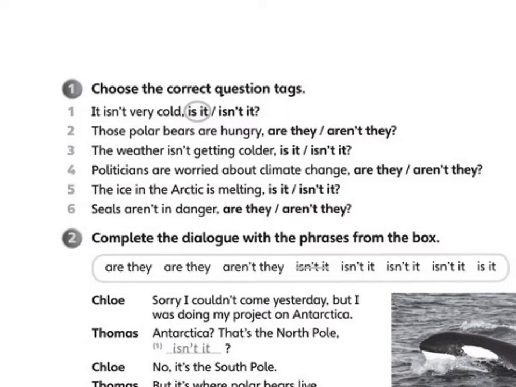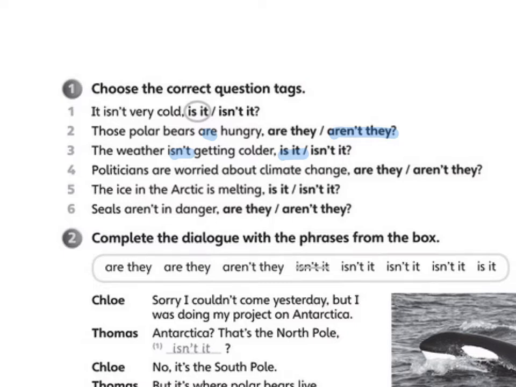So it says, those polar bears are hungry. What is the verb? The verb is are. So if that is in affirmative, our tag question should be in negative. So what is the correct answer? Aren't they? Number 3. The weather isn't getting colder. Isn't. The weather isn't. It's a negative. So now we need it in affirmative. Which is the correct one? Is it? Very good.